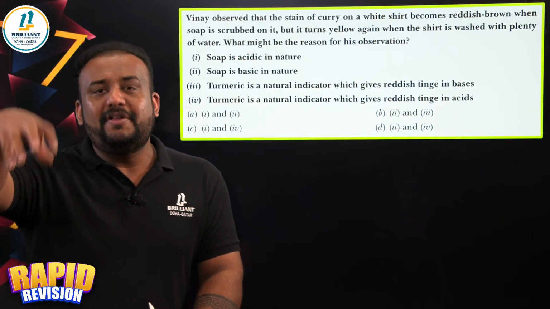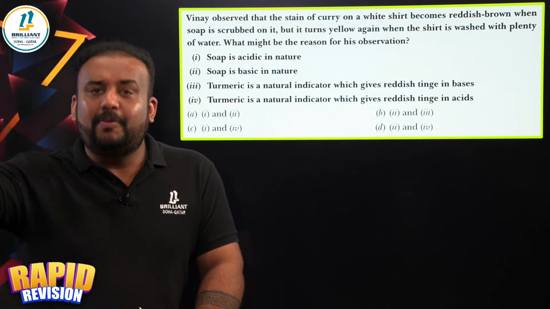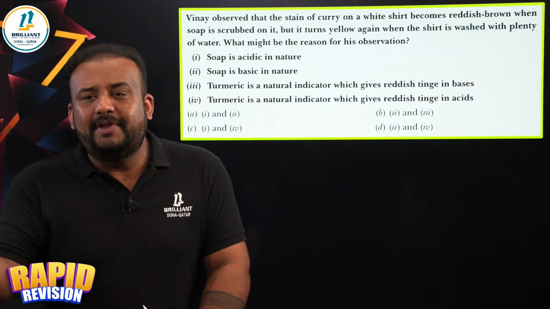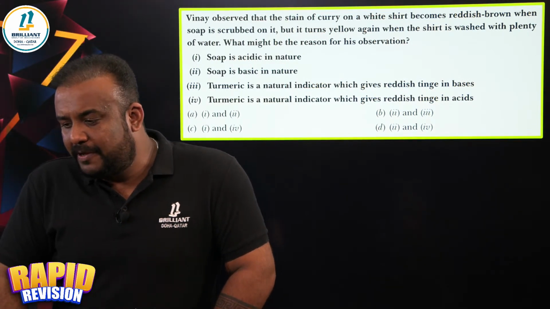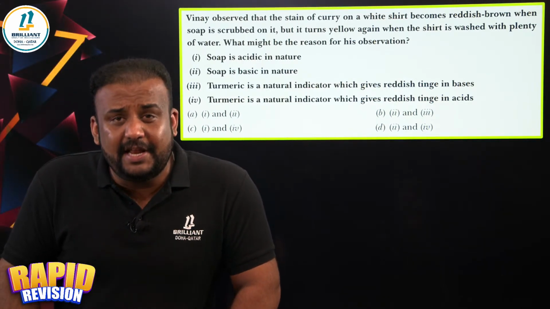You are saponifying an ester to make soaps. So soaps are basically sodium or potassium salts of carboxylic acid. So it's like a weak acid strong base combination. So what will be the nature of soap? Soaps are basic in nature. That is very, very, very important.